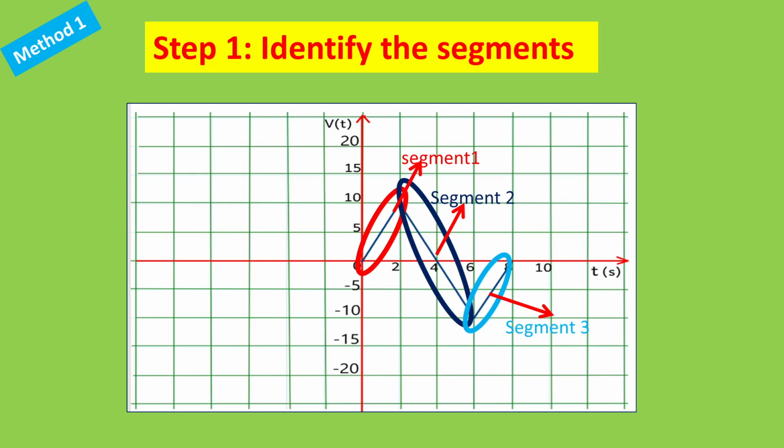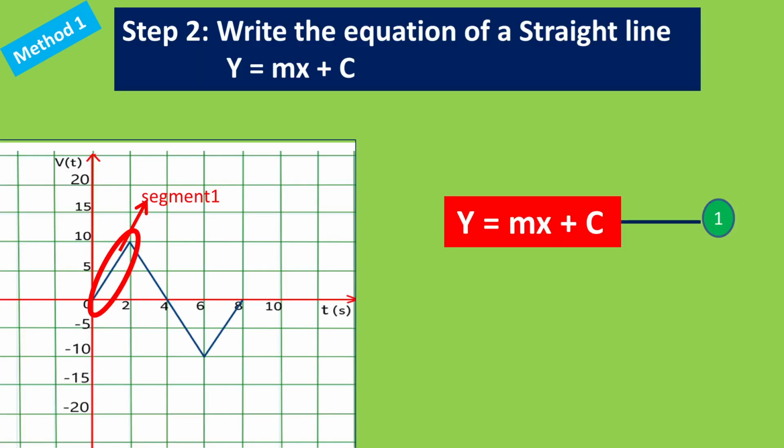And the third segment is indicated by the light blue oval shape. This particular segment, the straight line, lies between two points: the first point is 6, minus 10, and the second point is 8, 0. This is moving upwards, so this has a positive slope. We need to write the equation of a straight line for each and every segment, and then we can combine all to have the voltage equation.